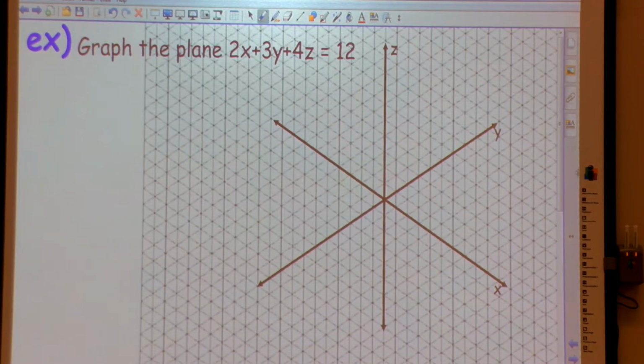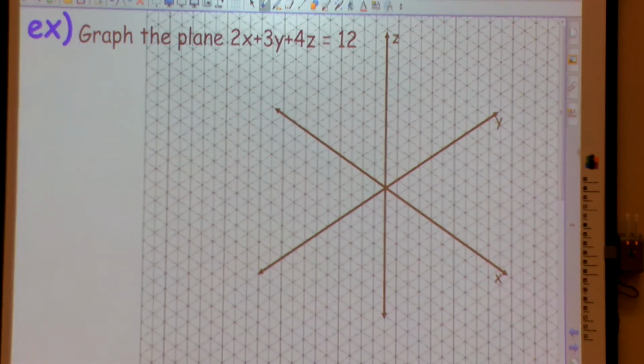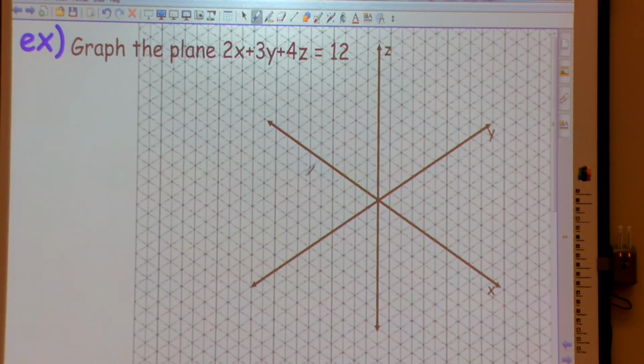Okay, so now instead of graphing points, we're going to graph a plane, which is kind of similar. So once again, to graph a plane by hand, you can't really draw a piece of paper. So we're going to draw a triangle to represent the plane. So what I do is I have 2x + 3y + 4z = 12.